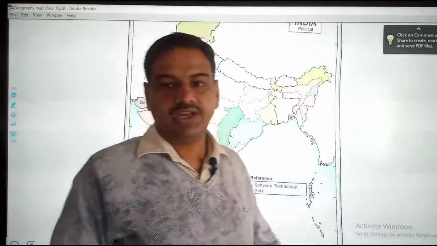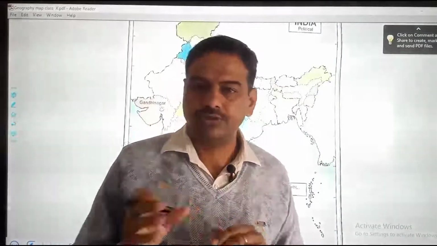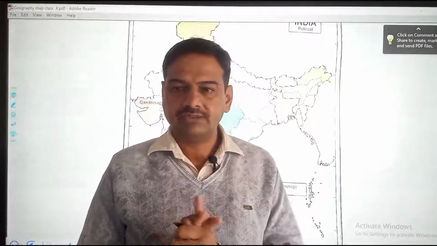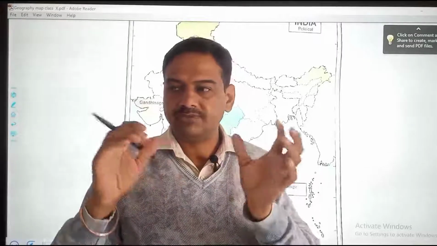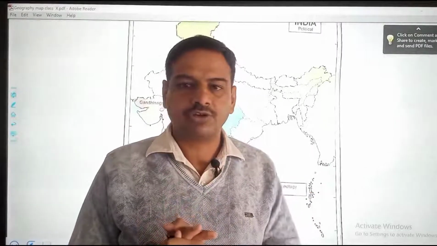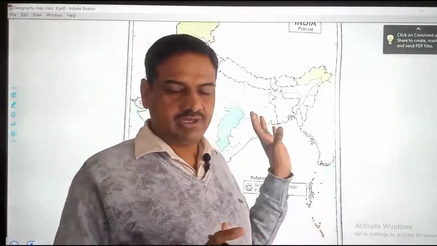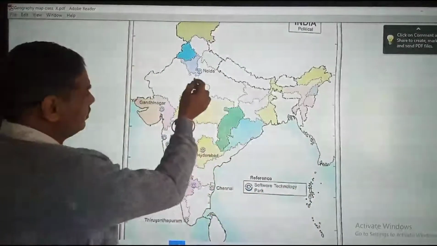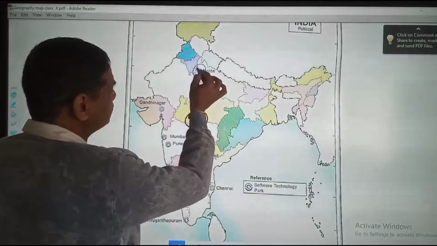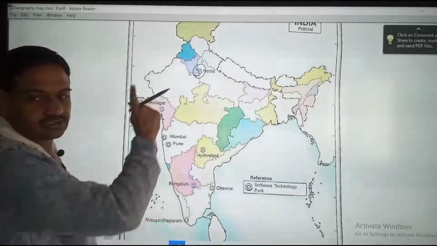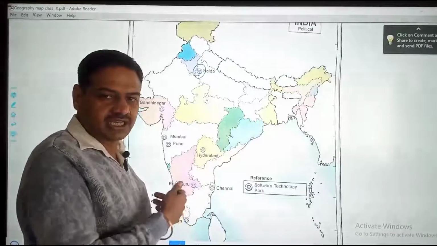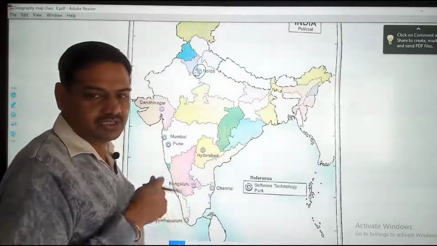Next are the software technological parks. The software industry is a part of the IT sector, a small lightweight industry, mainly located in urban areas. First, close to Delhi, is Noida, a software technological park. There are many, but these are the ones prescribed in your CBSE syllabus for this year.